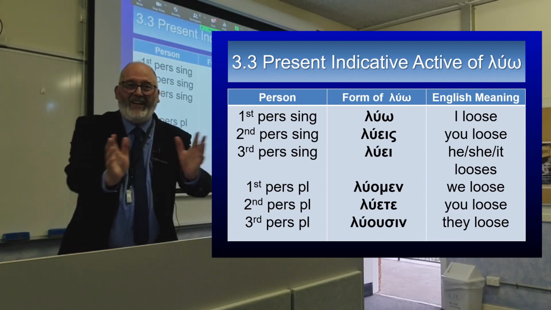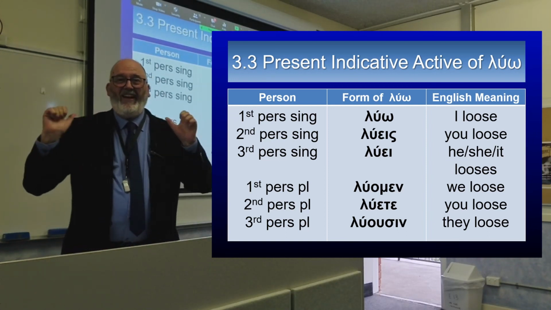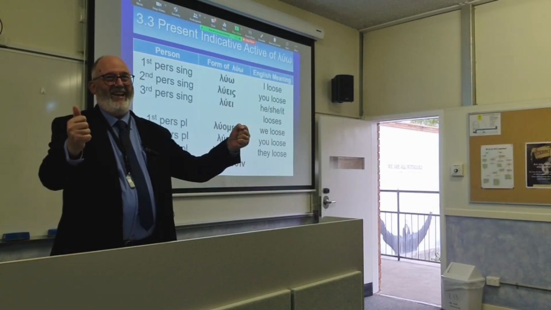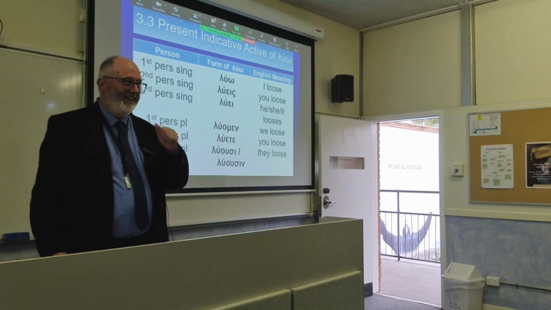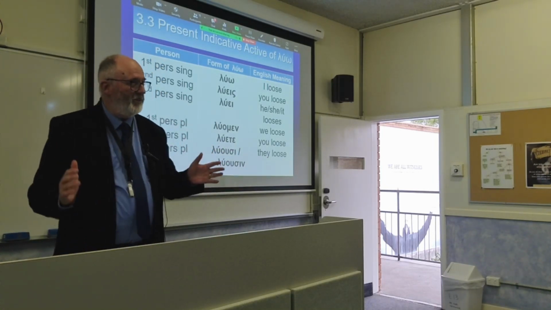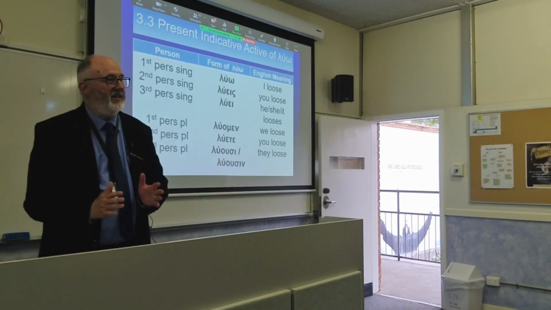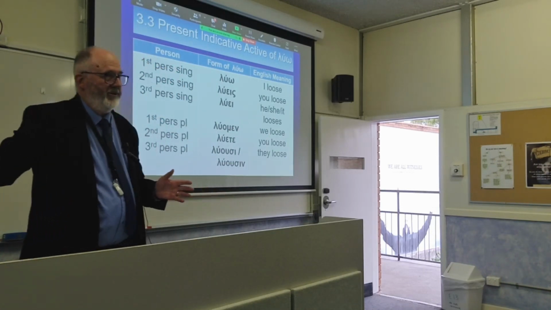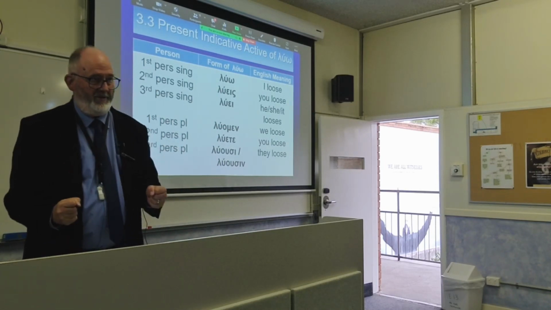Hey, you can't see the people here or on the screen, but they are amazed. They have learned their first paradigm. Sit down. Okay. Now, how long does it take you to say luo, luais, luai, luomen, lueti, luusen? Not long at all. Can you say it walking from here to the car park or from here to the dormitory? Sure you can. You could probably say it 100 times.